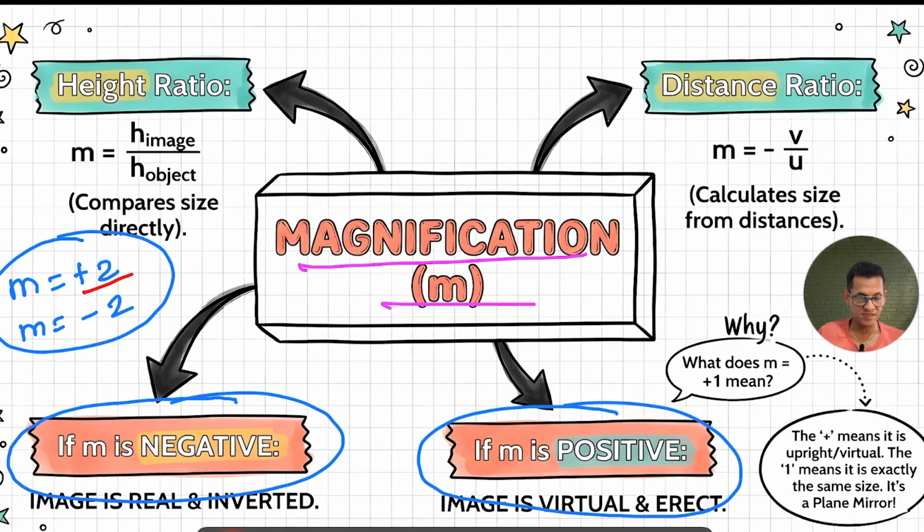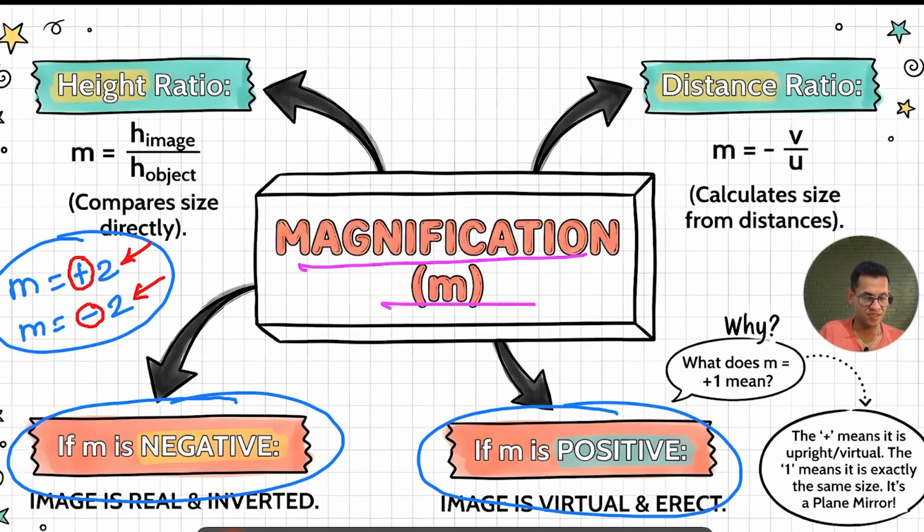So I would suggest you look at the value of magnification in two parts. Just look at the sign first. If the sign is positive, then the image is virtual and erect. And if the sign is negative, the image is real and inverted. Then completely ignore the sign and look at the value. If this value is greater than 1, then the image is enlarged.